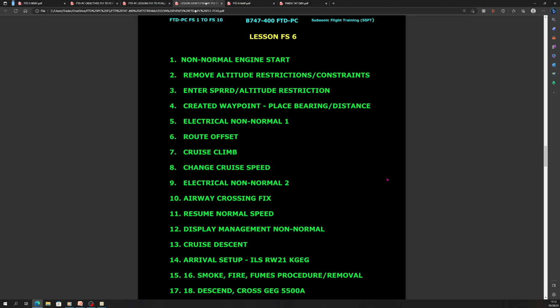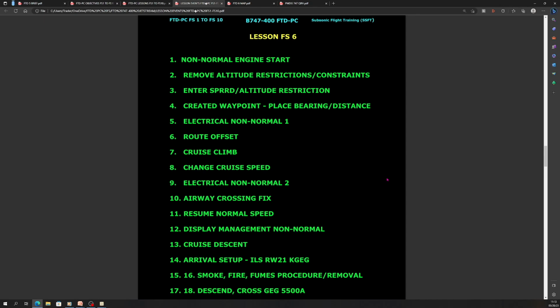And then again, number 9 there would be the air conditioning pressurization non-normal. And again, if you haven't seen the electrical, go watch month 2 bonus videos on the electrical non-normal in flight. Then we do an airway crossing fix. That's another created waypoint we can do. We'll resume normal speed.